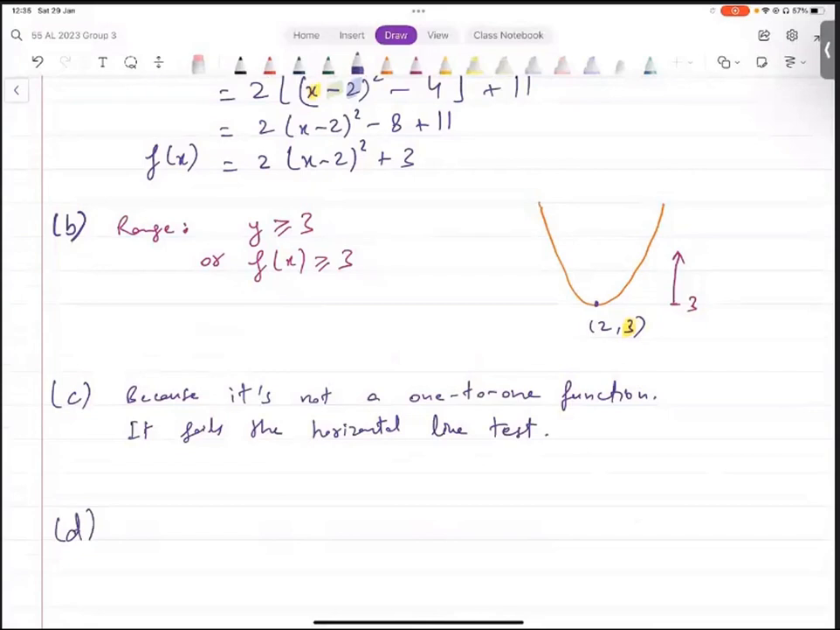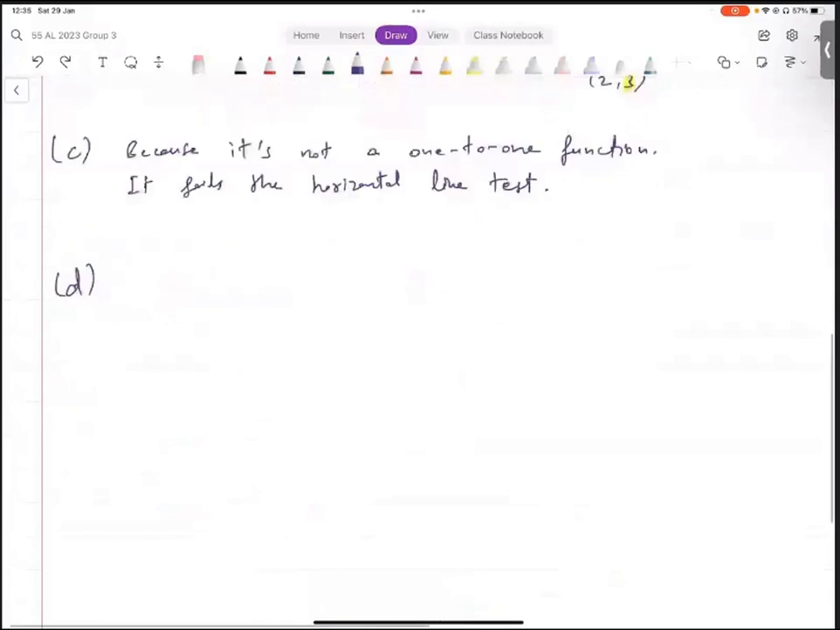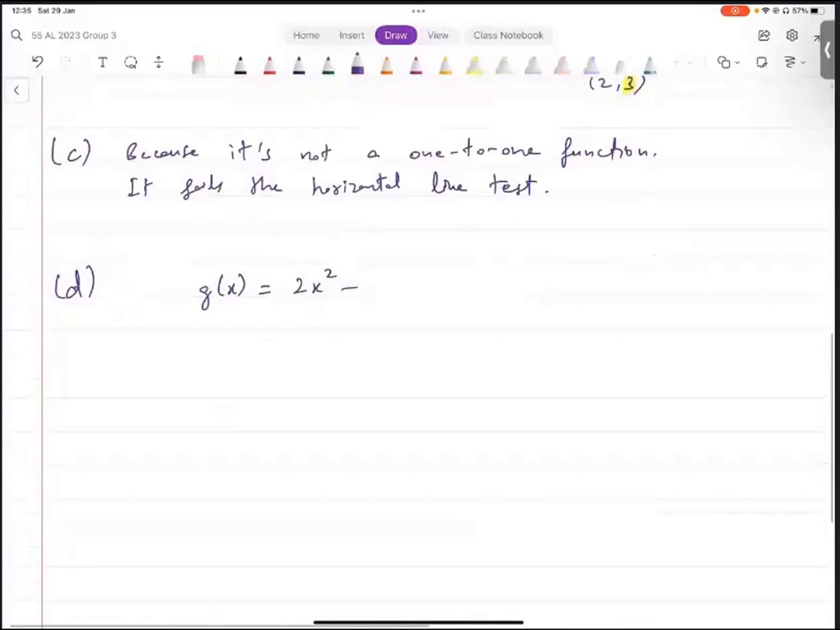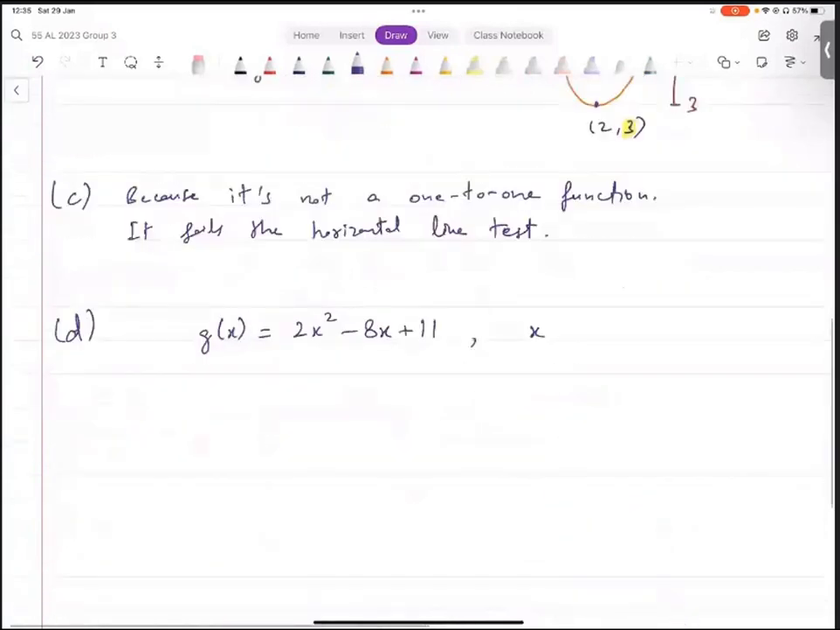Let's look at part D. So I'm assuming there are no questions. The function g is defined by this. So now we have another function, and that's the function g. It's defined like this. It says g of x is equal to 2x squared minus 8x plus 11, and x is less than or equal to a. This is the domain that we have been given.